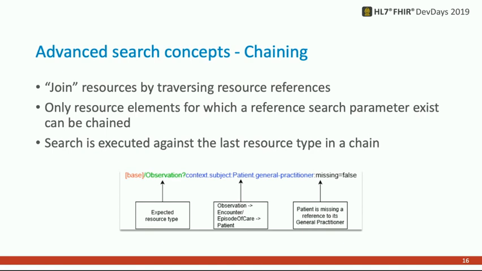So, for example, I go from observation, which has a search parameter called context. From that, I link to a subject, in that case a patient. And from the patient, I go to the general practitioner. And in the end, I supply the search parameter with the value for that particular search parameter, which is not a search parameter on observation, but actually on patient. So at the end, I always have a search parameter which links to the resource type which is basically the last in the chain.